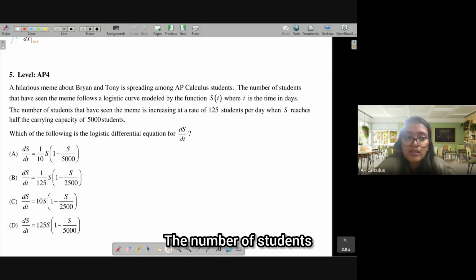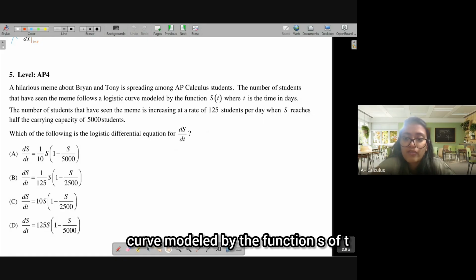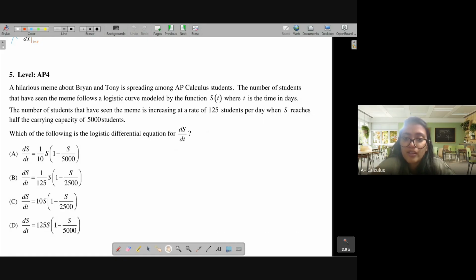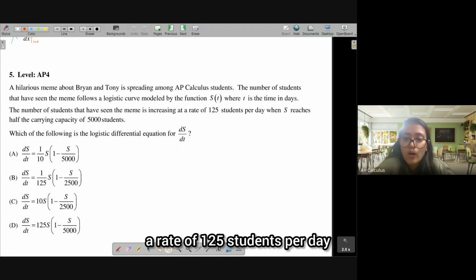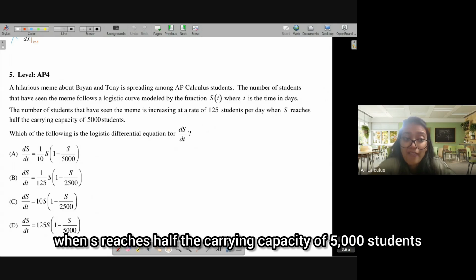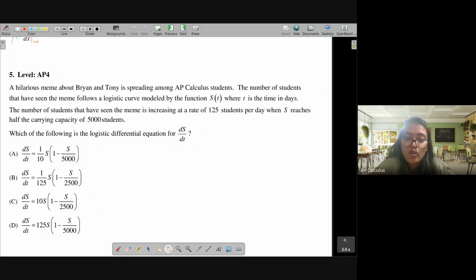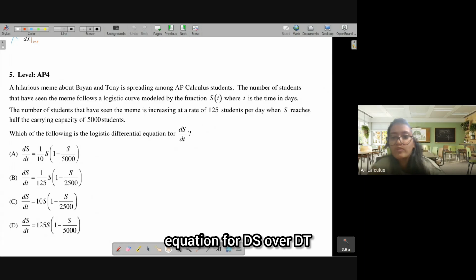A hilarious meme about Brian and Tony is spreading among AP calculus students. The number of students that have seen the meme follows a logistic curve modeled by the function S of t, where t is the time in days. The number of students that have seen the meme is increasing at a rate of 125 students per day when S reaches half the carrying capacity of 5,000 students. Which of the following is the logistic differential equation for dS over dt?